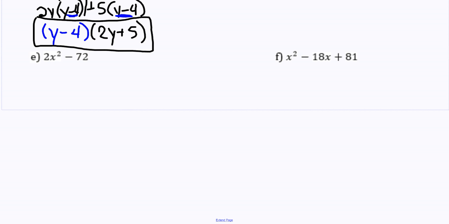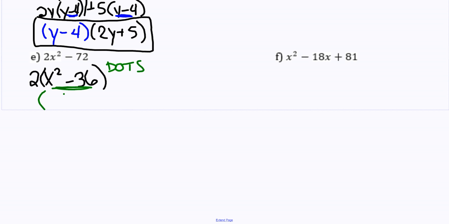In this example letter E, I'm looking at it, I see two terms, and I definitely see a GCF that I can pull out. I see a factor of 2. So if I divide by 2, I've got now x squared minus 36. Okay. But what I'm noticing is that I've got more factoring I can do. This x squared minus 36 is the difference of two squares. Okay, it's a difference. I see a minus sign. There are two perfect square terms, and so I can factor this.